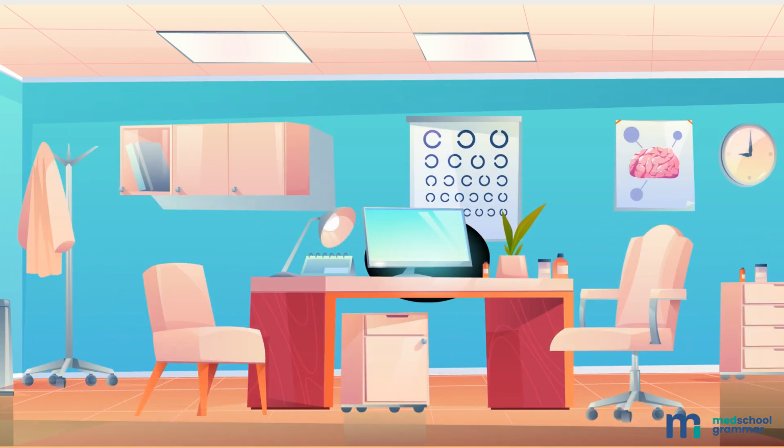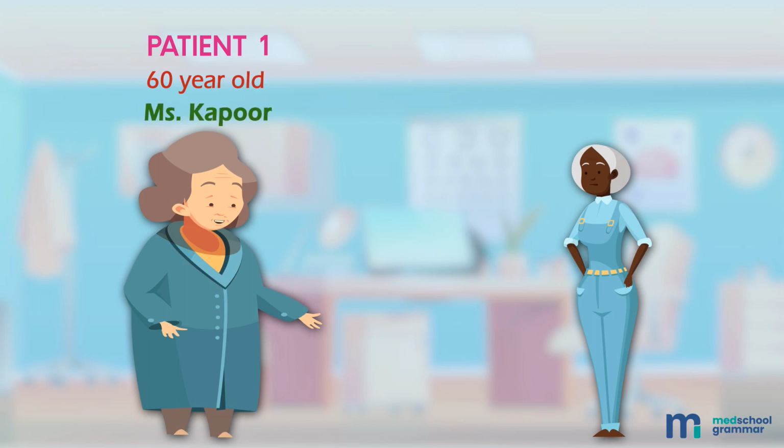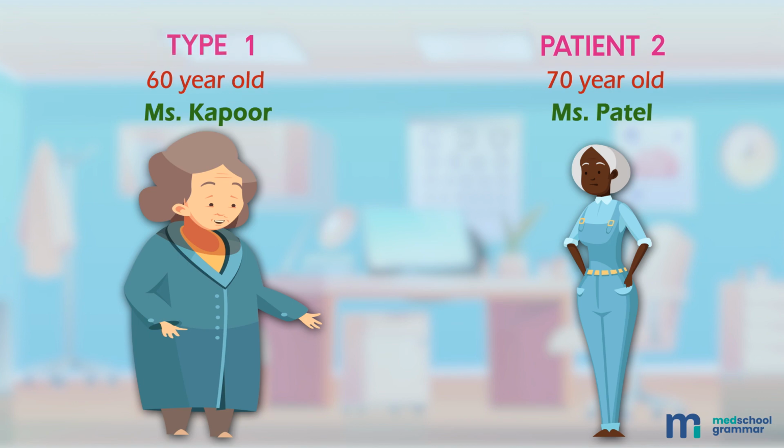Imagine you're sitting at your clinic and you get two female patients. The first one is a 60-year-old obese lady named Miss Kapoor, while the second one is a 70-year-old thin lady named Miss Patel. Miss Kapoor looks happy and is smiling, whereas Miss Patel looks quite serious. This imaginary scenario can help us remember the major differentiating points between type 1 and type 2 endometrial cancer.